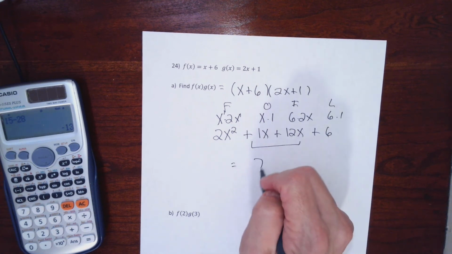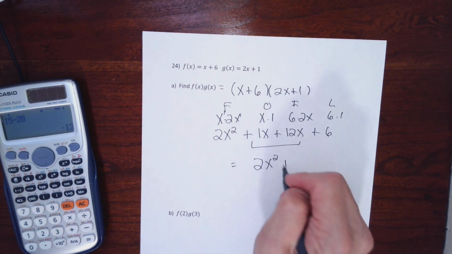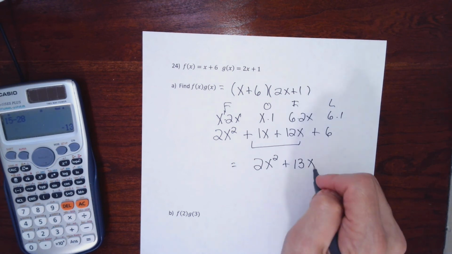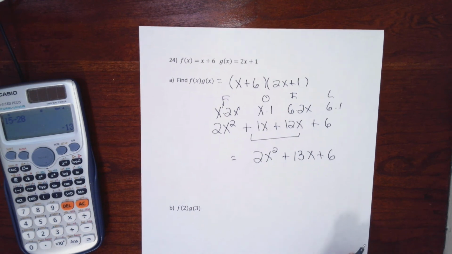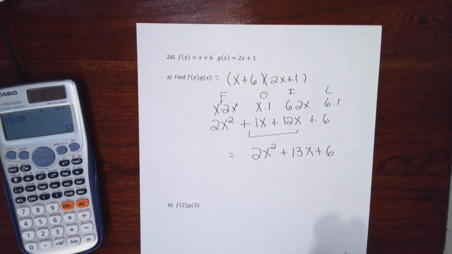Normally when I'm foiling, the outers and the inners can be combined because they're like terms, and that's exactly the case here. And that would be a perfect answer for 24.